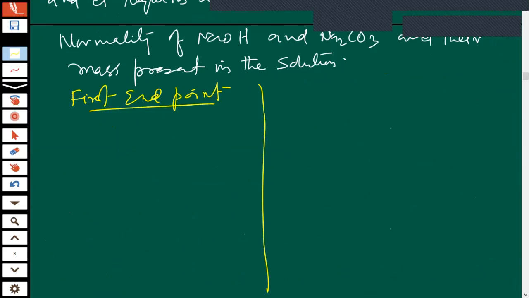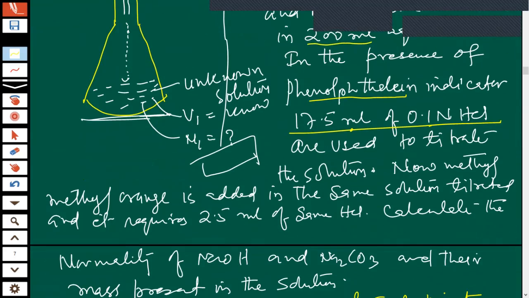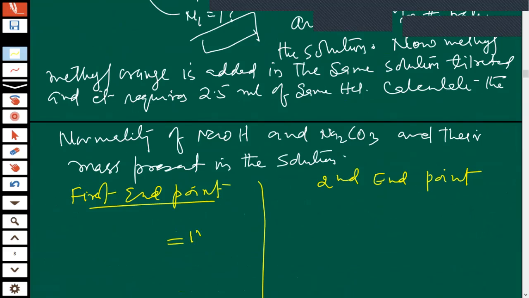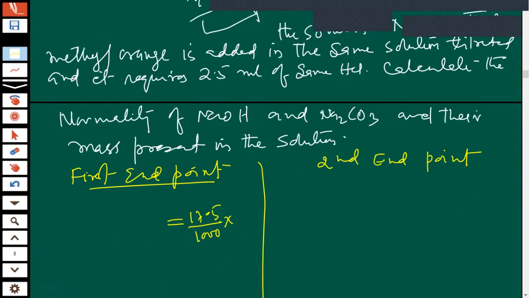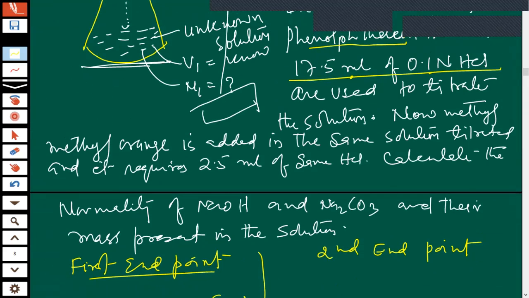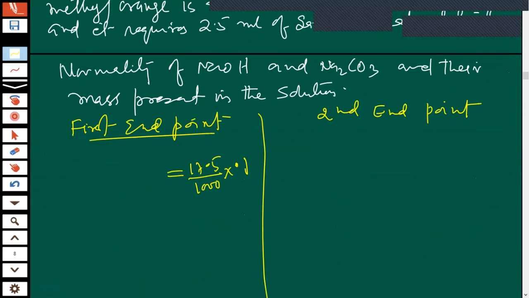First endpoint and second endpoint. In first endpoint, how much number of equivalents of HCl is required? Okay. 17.5 ml into 0.1. 17.5 ml means divided by 1000 into 0.1, right? This is the number of equivalents of HCl required in the first endpoint.